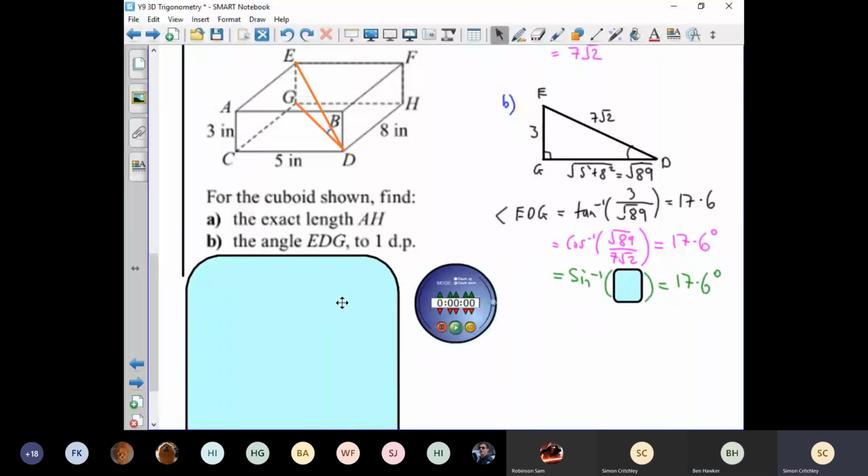Or you could have the inverse sine of something as well. Anyone like to put a hand up and tell me what you would type in to again get that same answer of 17.6 degrees? What's hidden underneath this box that I'm shaking around now to be able to get that still that same answer? Anyone want to put their hand up and just unmute themselves?